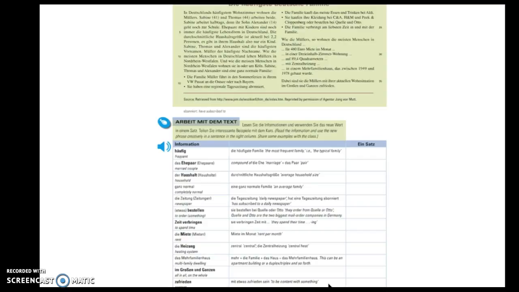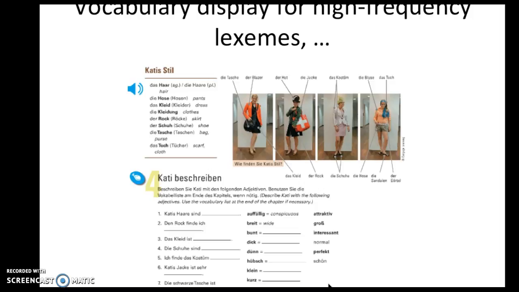list of information, and high frequency vocabulary is always in boldface, that helps the reader make the text accessible. So you read and then try to find the information that you need to make the text clear and to enjoy it and get into it. This is our Arbeit mit dem Text.